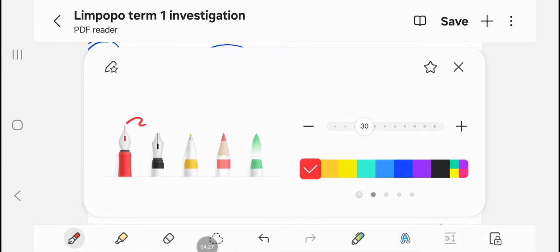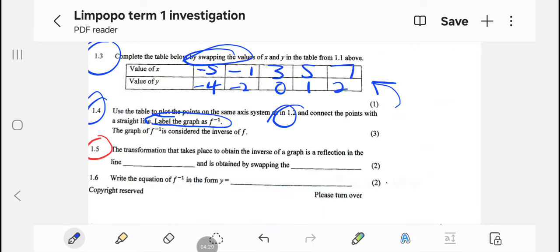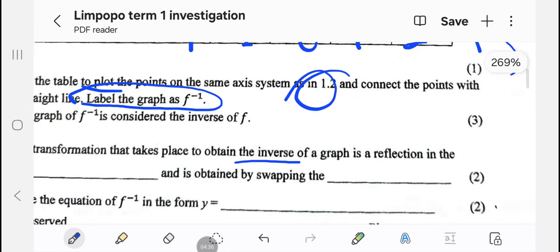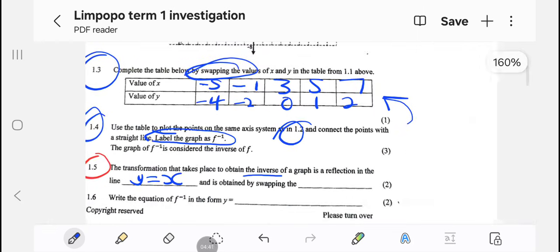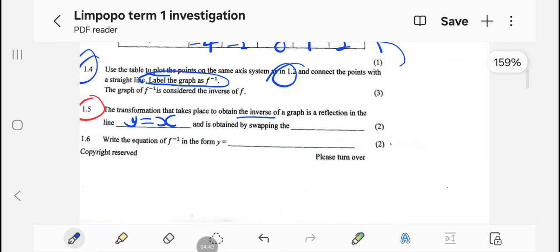1.5. The transformation that takes place to obtain the inverse of a graph is a reflection in the line y is equal to x. Remember, the inverse is a reflection in y is equal to x, and it's obtained by swapping x and y. They change position.